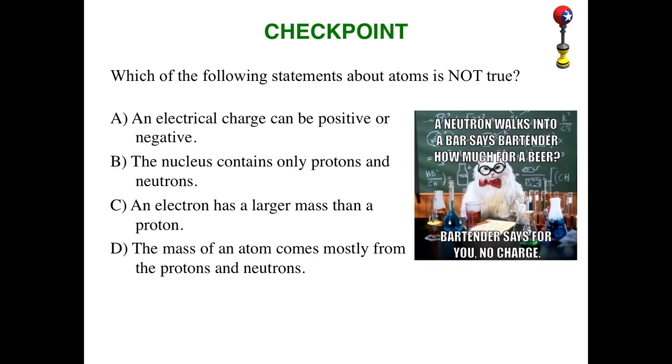Okay, let's go to a checkpoint. Which of the following statements about atoms is not true? Pause and read your options. Hopefully you said an electron has a larger mass than a proton is false. An electron is the smallest of the subatomic particles.